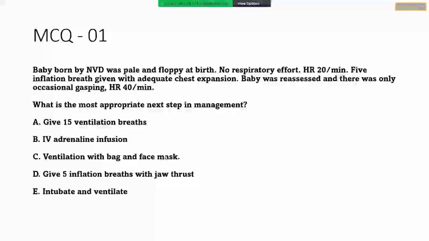Ventilation with bag and mask, face mask, nothing else. We call that ventilation breath. Continuously we are giving the 15 ventilation breaths. Give 5 inflation breaths? No need for that, because they have already given the inflation breaths and there's adequate chest expansion. Intubate and ventilate, no need at this moment. We have to go for the 15 ventilation breaths. That is the answer for that.